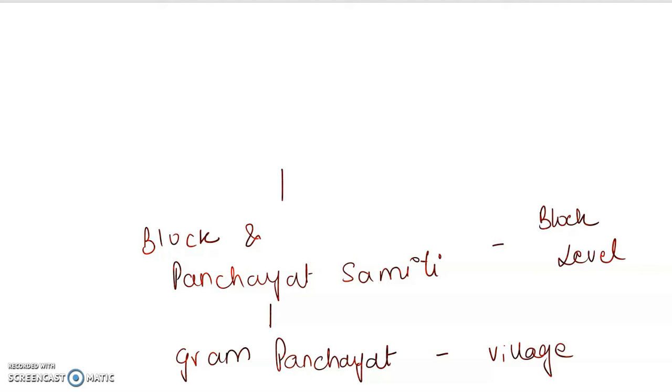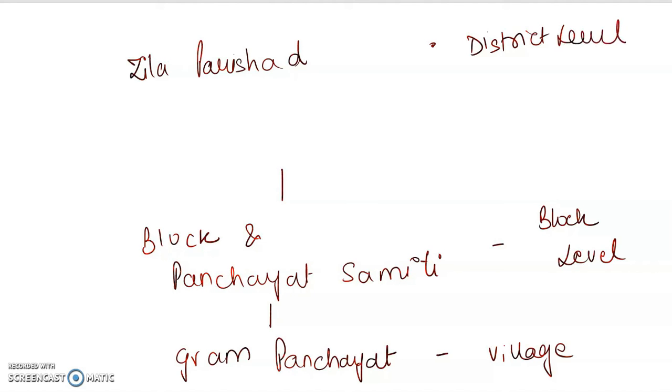And right above the block level, you've got Zilla Parishad. This is the third tier, the topmost, which is at the district level. So these are the 3 tiers. Zilla Parishad, which is at the district level. Then you have block or Panchayat Samiti, which is at the block level. And of course, Gram Panchayat at the village level, which has Gram Sabha or Ward Sabha to it.